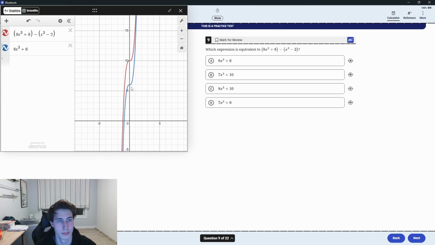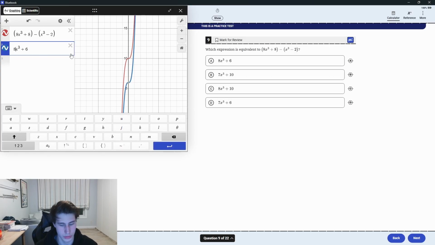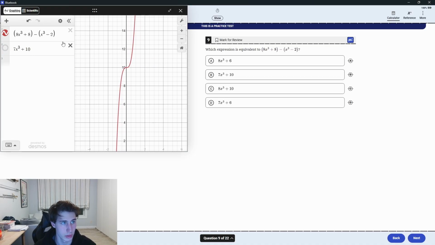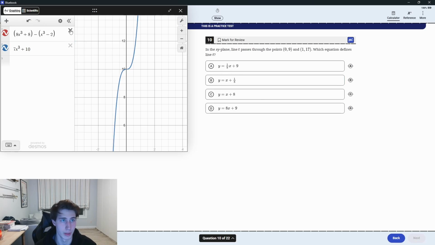plus 6, that doesn't quite match up. So let's try the next one, plus 10. And look at that. This graph matches up perfectly with our original one. And also if we do the math, you FOIL this in, so that would be 7x cubed plus 10x. Algebraically, that also matches up. So that'd be your answer.